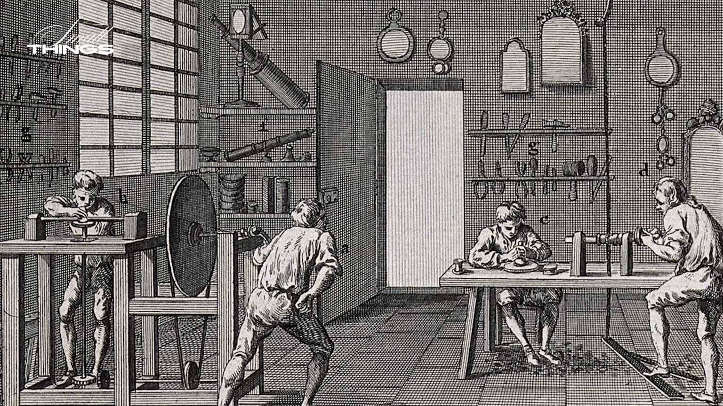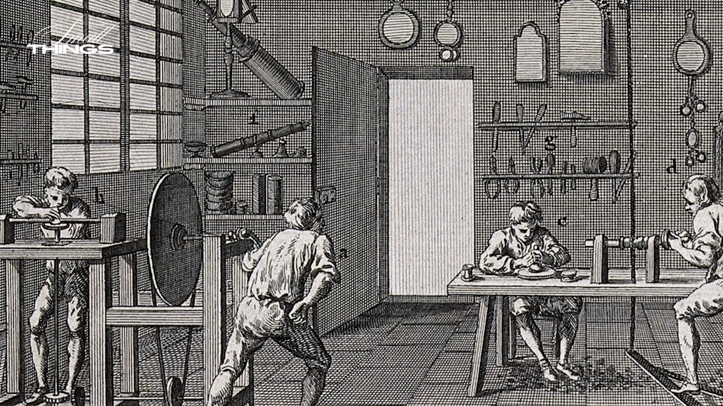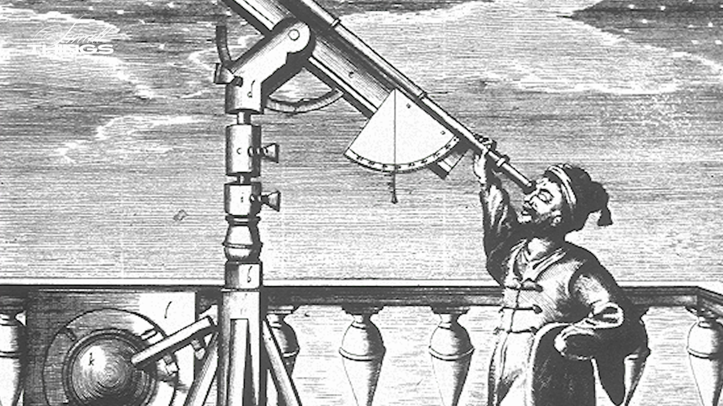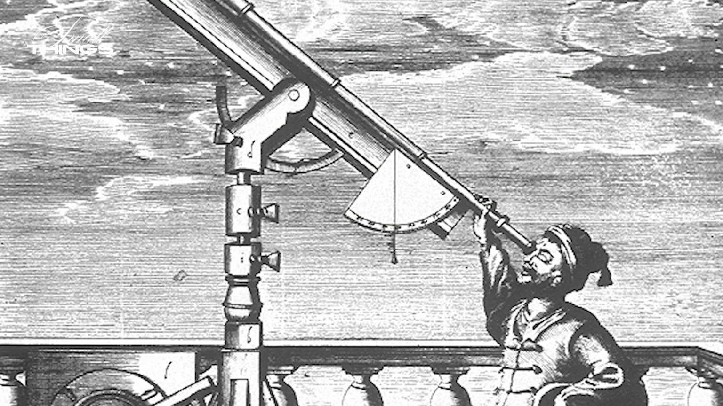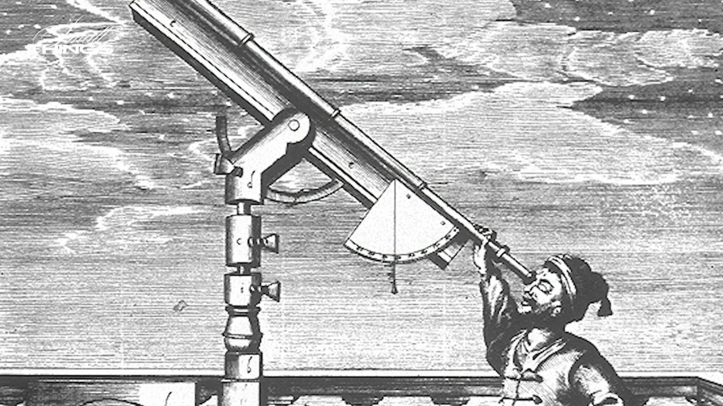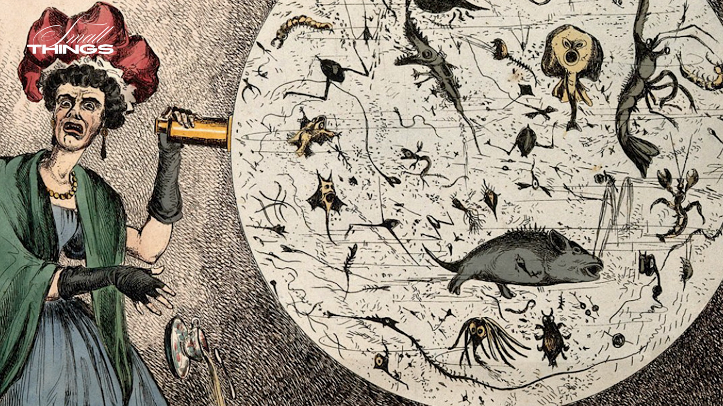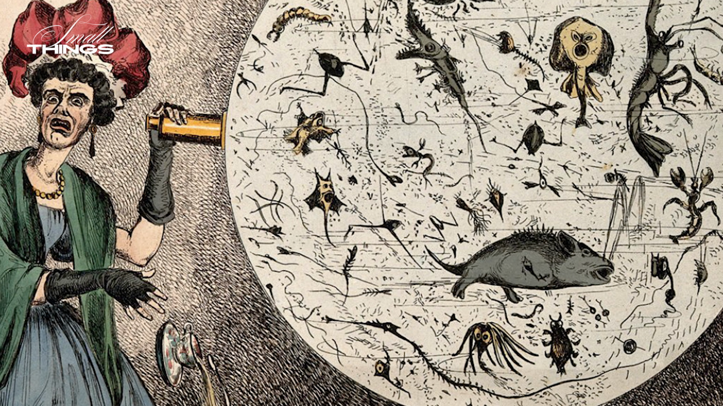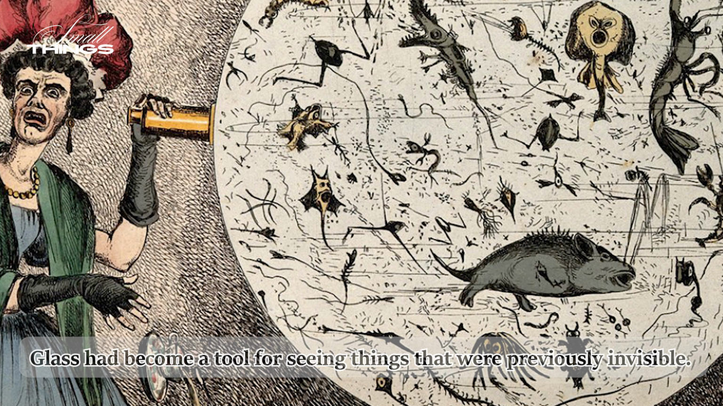The first hint that glass might carry something other than wine or light came in the 17th century when scientists began grinding it into lenses. Those lenses became microscopes and telescopes, and through them humanity discovered bacteria, the moons of Jupiter, and the true scale of the universe. Glass had become a tool for seeing things that were previously invisible.